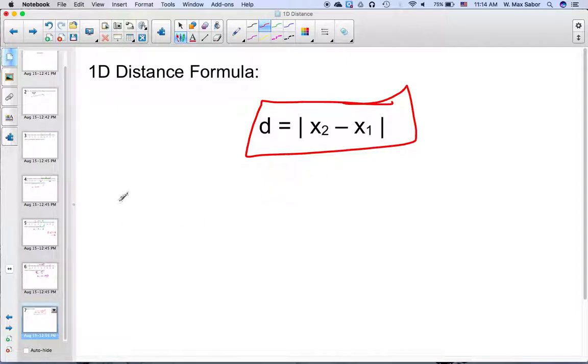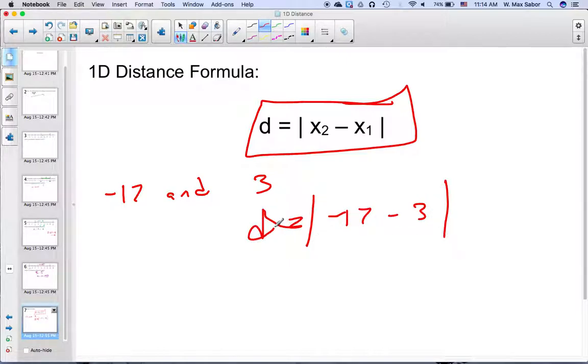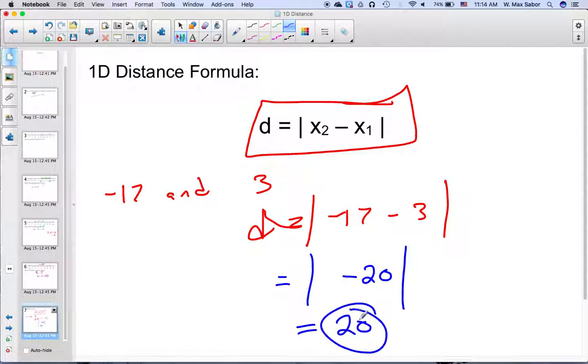So if I wanted to say what's the distance between negative 17 and 3, I would say, okay, what is negative 17 minus 3 and then the absolute value? So the distance here is, sorry for this mess, negative 17 minus 3 is negative 20, and then the absolute value of negative 20 is positive 20. So that would be the distance between negative 17 and 3.